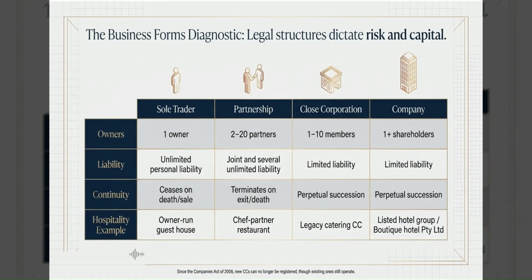Checkpoint 3. You and a friend want to start a business together and you want certainty that if the business fails, your personal house and car cannot be taken to settle its debts. Which form in this table protects you and which do not? Pause and answer, and then explain why the ones that protect you are able to do so.